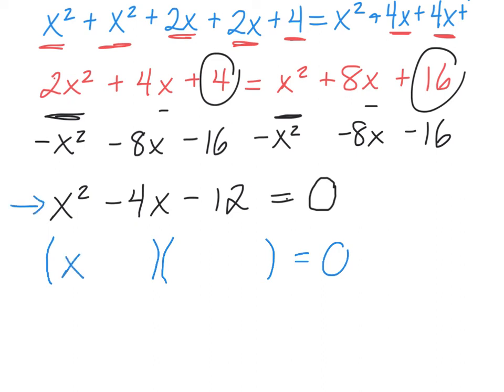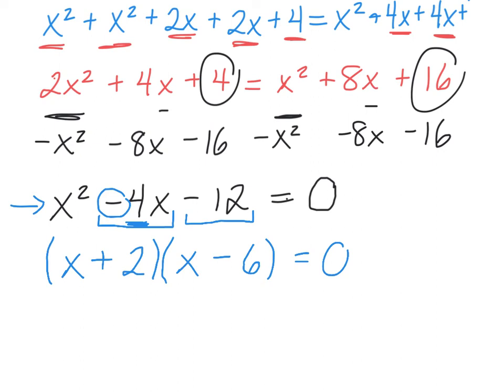Well, I know both of my first terms need to be x. And then I need factors of 12, two numbers that multiply to give me negative 12, that will add to give me negative 4. Well, 6 and 2 are factors of 12, and they are 4 units apart. And it has to be a negative 4, so I'm going to go with negative 6 and positive 2.